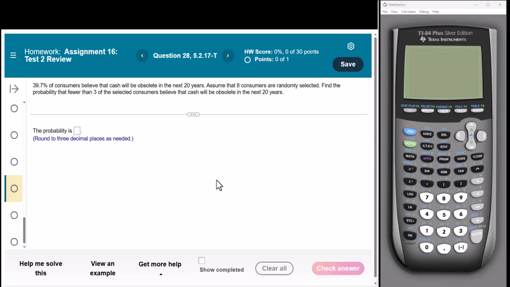Unfortunately, not all problems in my lab will allow you to use StatCrunch. This is a binomial distribution problem. It says 39.7% of consumers believe that cash will be obsolete in the next 20 years. Assume that 8 consumers are randomly selected. Find the probability that fewer than 3 of the selected consumers believe that cash will be obsolete in the next 20 years.